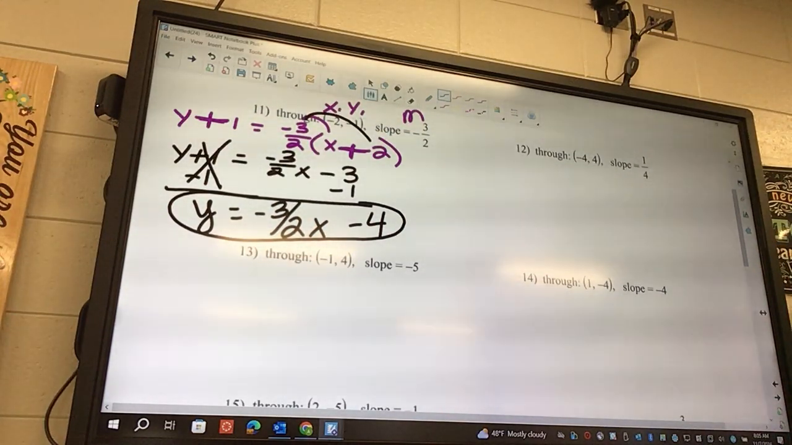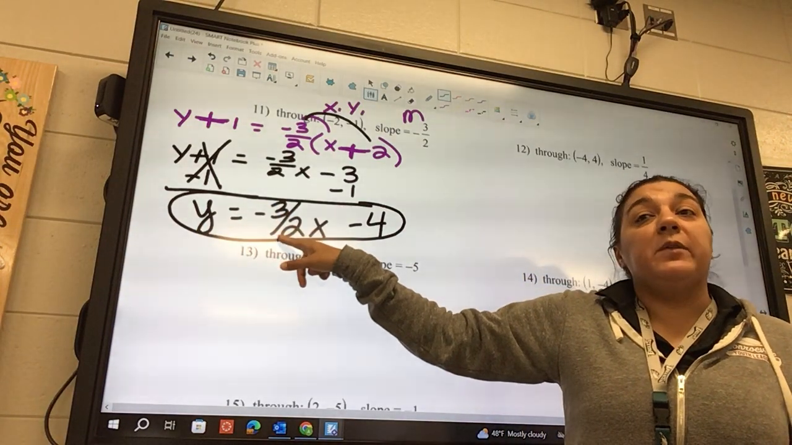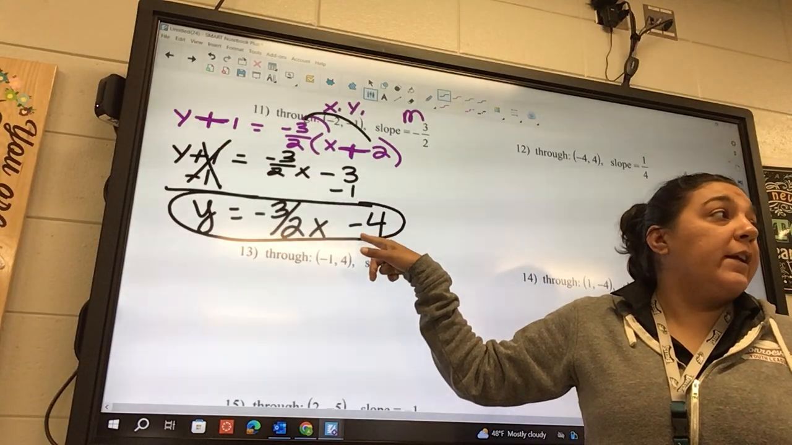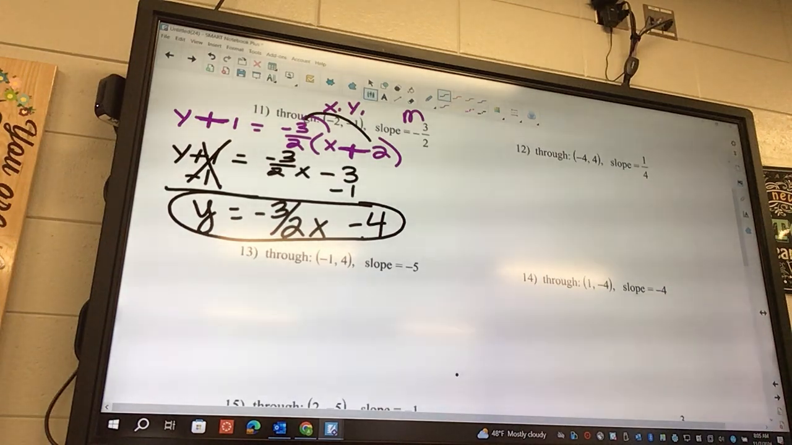Okay, and so if we were to look at this, this is my y equals, that's my m, so that's my slope, x, that's my plus b, so that's my y-intercept, which is what we were doing yesterday. So, in order to be correct, it's gotta be in that slope-intercept form.